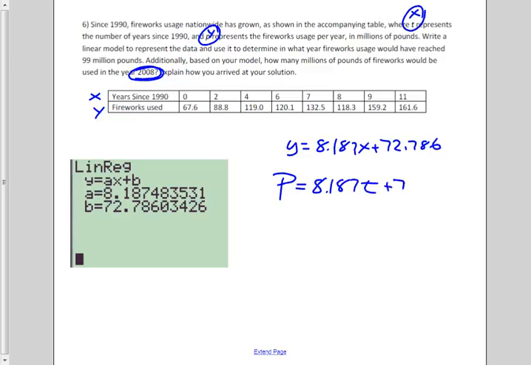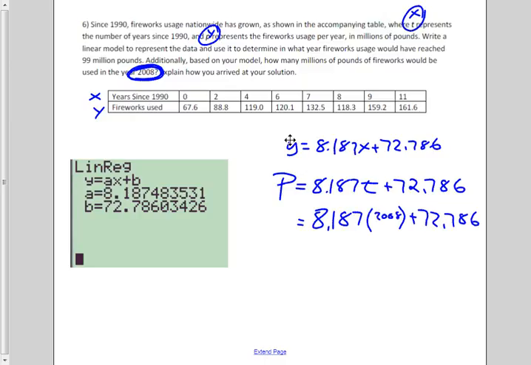Like that. Now, here's the key. If I want to evaluate what the year 2008 will be, we're not going to plug in 2008. This problem, and most problems with time, will use a scale. So 2008 does not go here. Sometimes it can, but this used a scale.